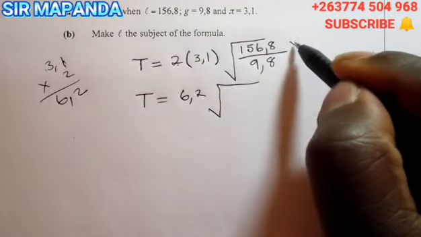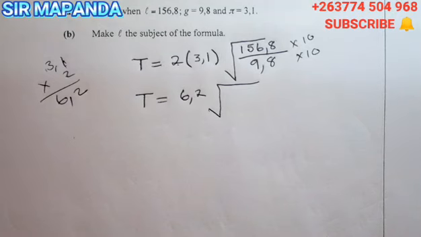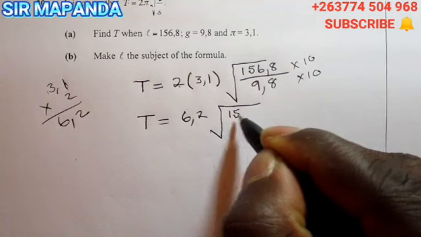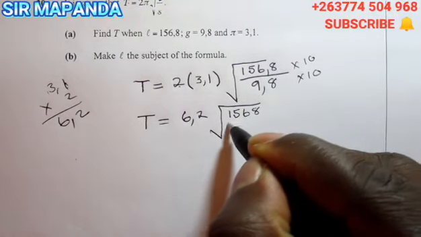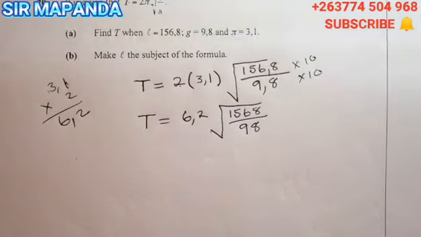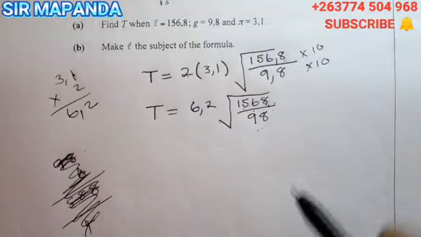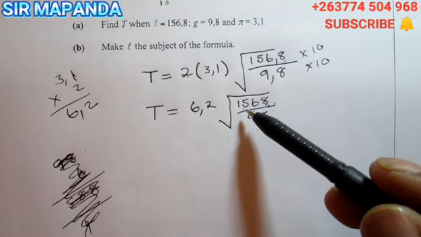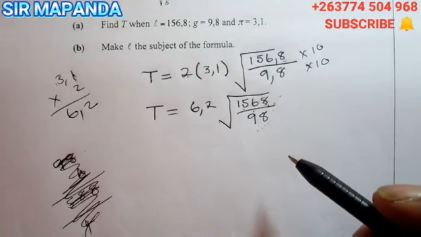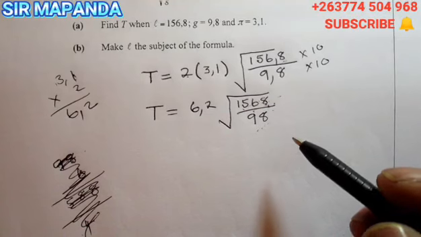So the commas can be eliminated by multiplying both the numerator and the denominator by 10. So you have a numerator of 1568 and a denominator of 98. I hope you are listening, class. So let us find a factor which can reduce 1568 over 98 to its lowest terms. Right. Let us start with what? Let us start with 2.